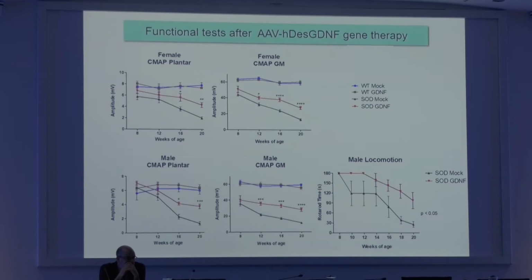The neuromuscular function was evaluated by electrophysiology, and you can see the red lines that correspond to the animals that were treated with GDNF. Compared to the black line, we do see a preservation of the motor neuromuscular function in these animals, in both sexes, and we also see a better performance in the rotarod, indicating a delay in the disease onset.